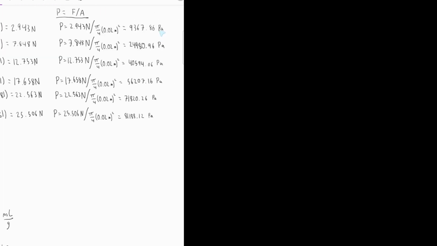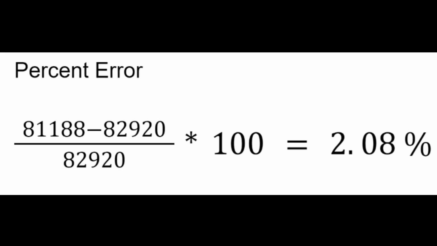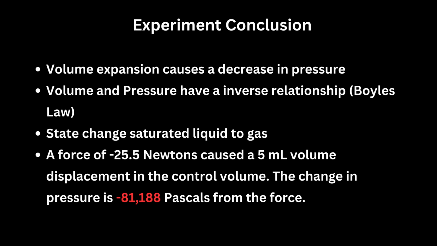9,367.86 pascals. The final result for our experiment was that the 5 milliliter volume expansion created a change in pressure in our control volume of negative 81,188 pascals.